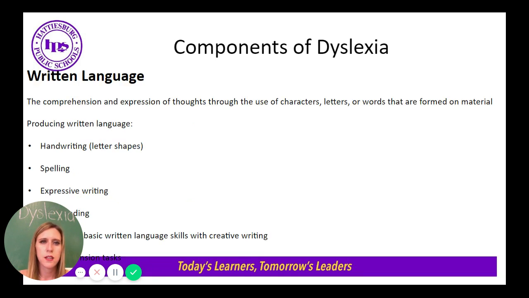Written language, the comprehension and expression of thoughts through the use of characters, letters, or words that are formed on material, such as paper. So as we know, that word recognition, that problem with being able to pull out words very rapidly, well, this also falls into written language as well. When they're trying to put their thoughts on paper, it's not as easy for them to develop those thoughts and to form them in an appropriate manner when writing on paper.